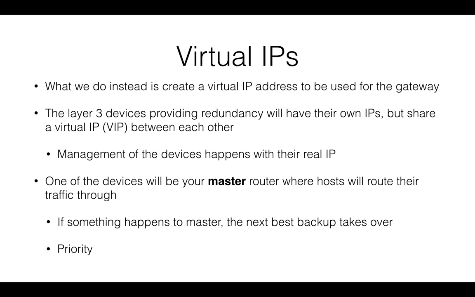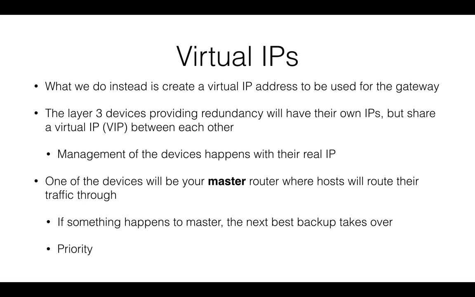What happens is one of these layer 3 devices will be elected as the master router or the master device where all of the clients should send their traffic outbound towards. If something were to happen to that master device, we have a series of backup routers or backup layer 3 devices that can take over the ownership of that virtual IP address and handle all of the traffic that's being thrown at the gateway. This is an election process that happens based off of priority.